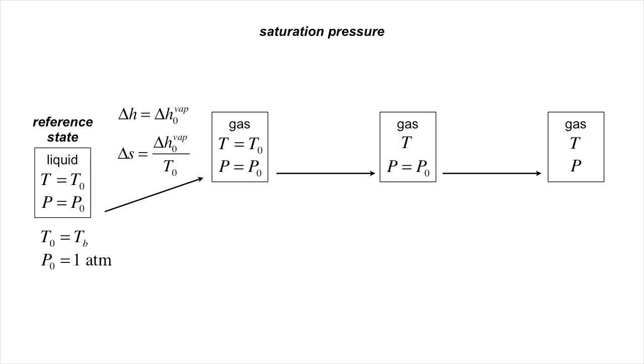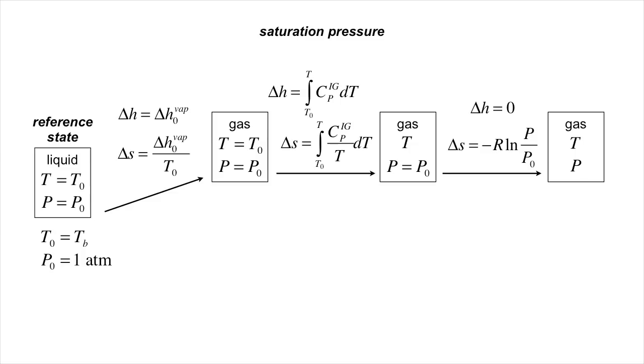As we've discussed previously, the first leg of this path involves the standard enthalpy and entropy of vaporization, defined at the normal boiling point. The second leg requires us to integrate the ideal gas heat capacity. Finally, for the third leg, if we continue to assume an ideal gas, delta H is 0, and delta S is minus R log of P over P0.